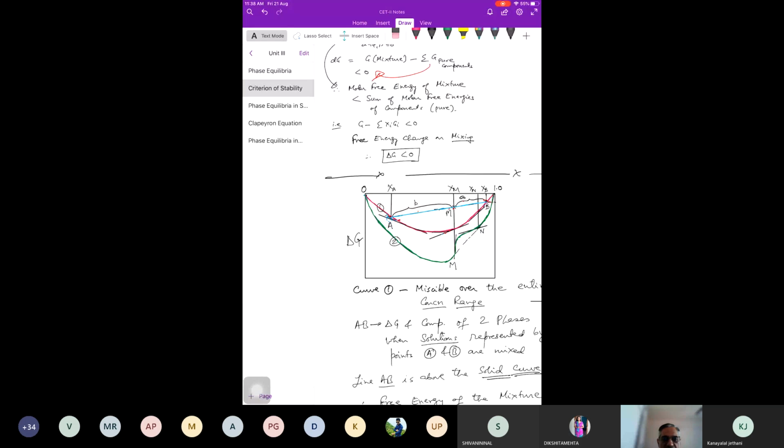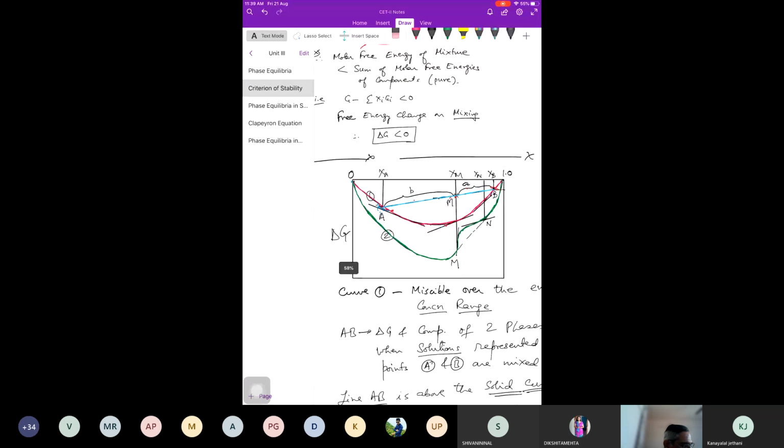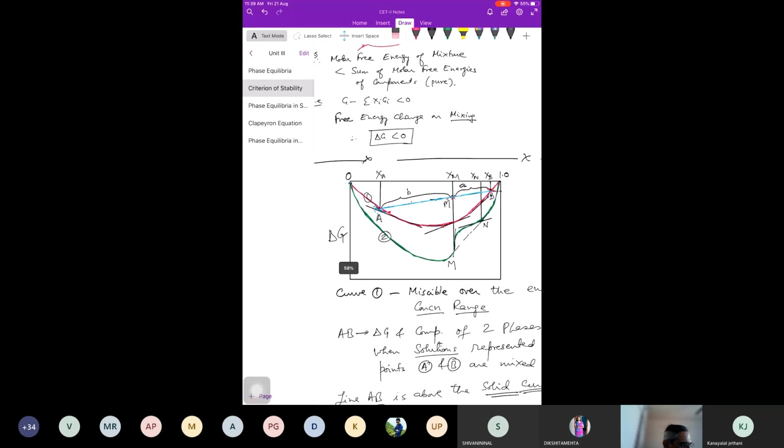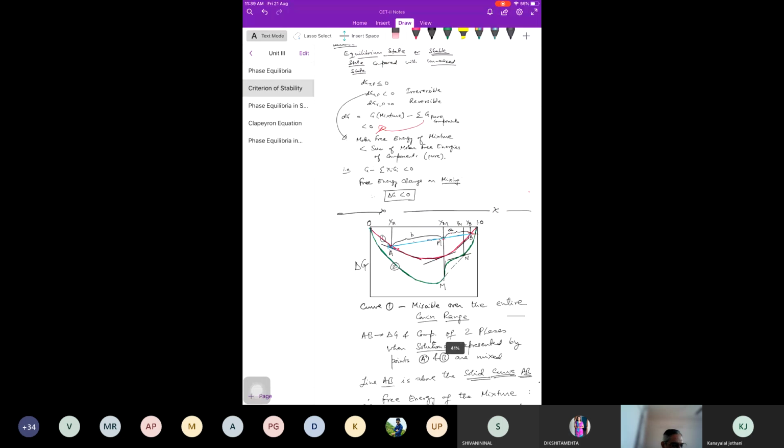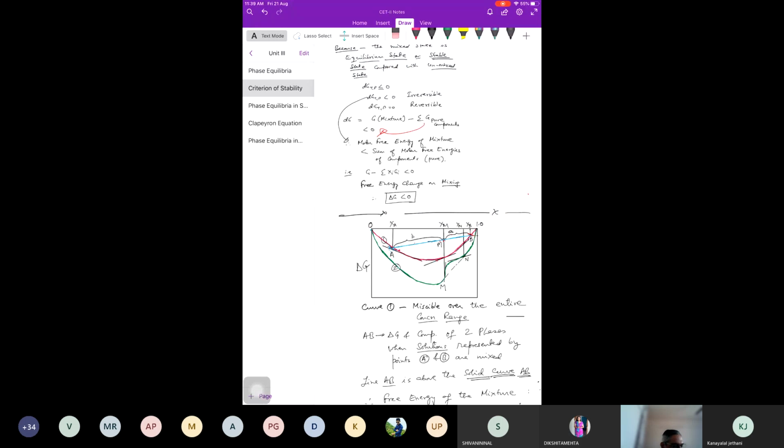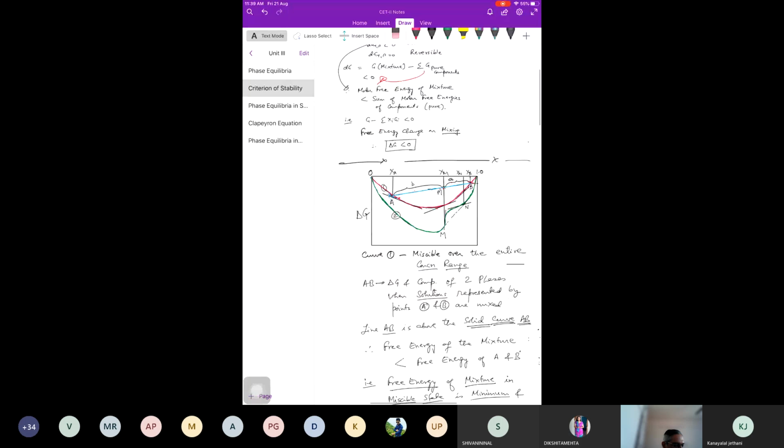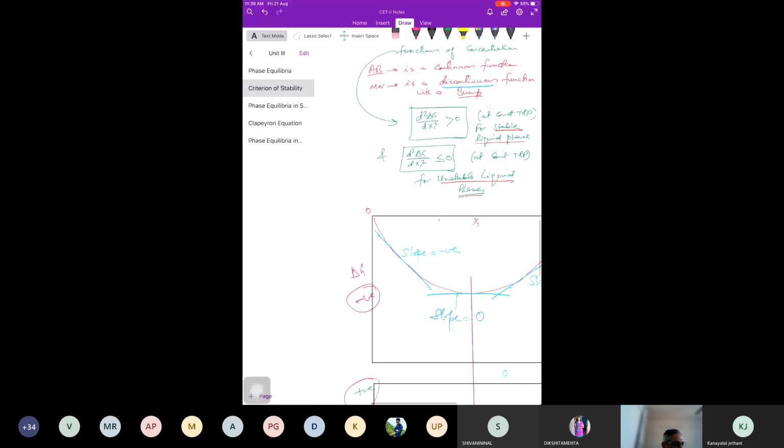Okay, can you see this diagram? Delta G versus x1. In this case, the upper curve, which is concave facing upwards, is miscible over the entire concentration range. Now we'll see the mathematical reason for that.